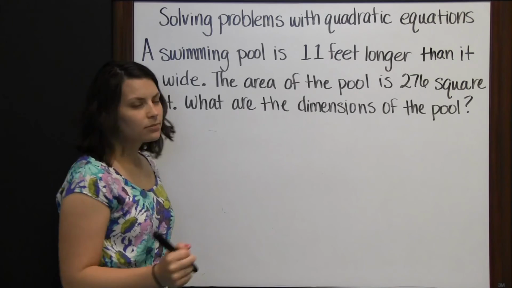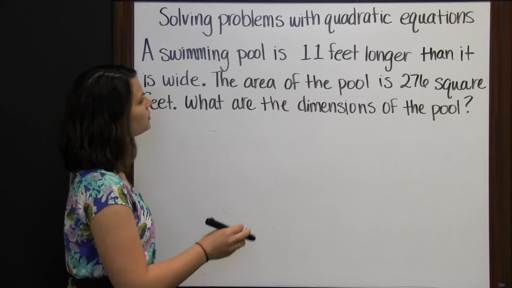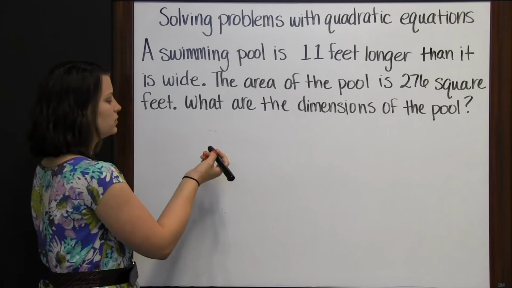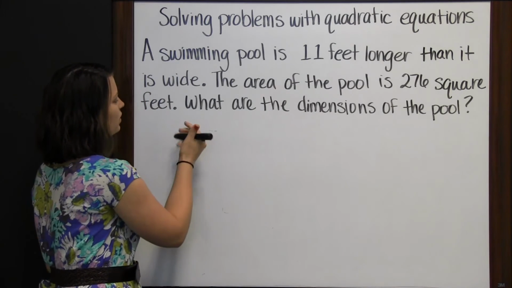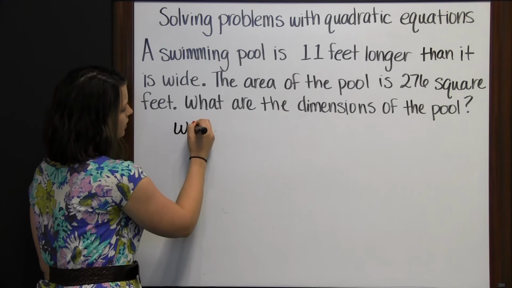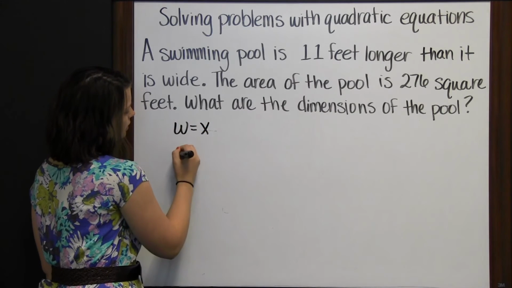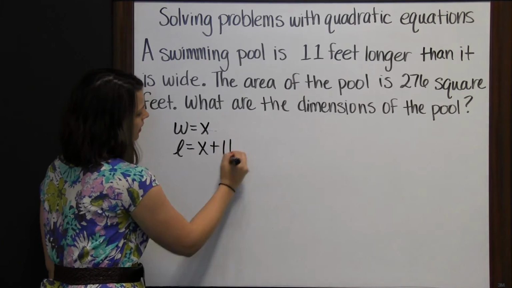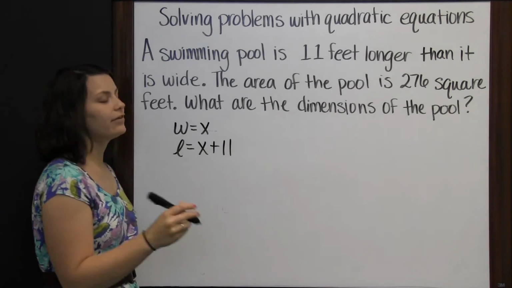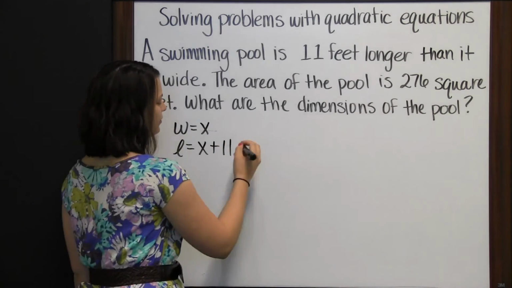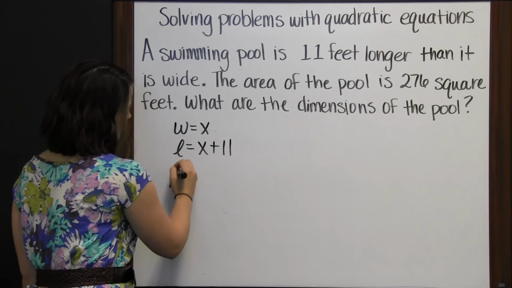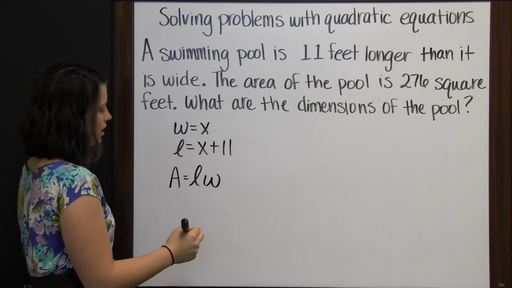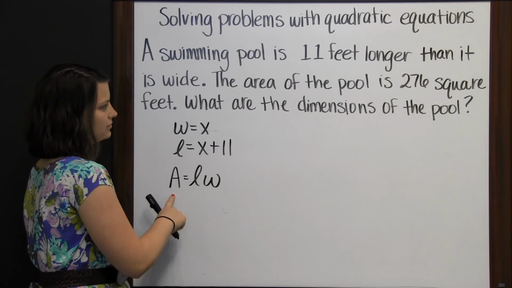So what they're asking us to find are the length and the width of the pool. They gave us some clues that we can use. First one is that the pool is 11 feet longer than it is wide. So if we said the width was x, then the length would be the width plus 11. Now to find the area of a rectangle, the area is length times width. And they told us the area.